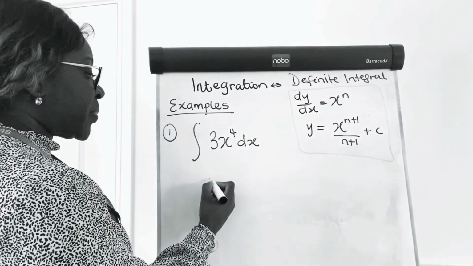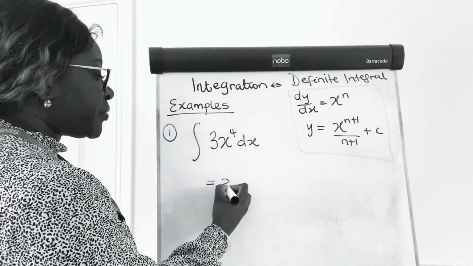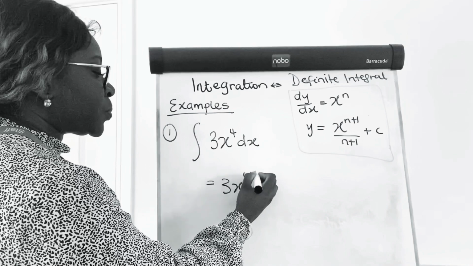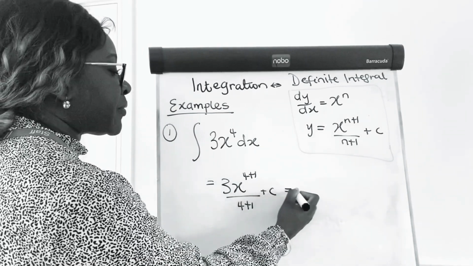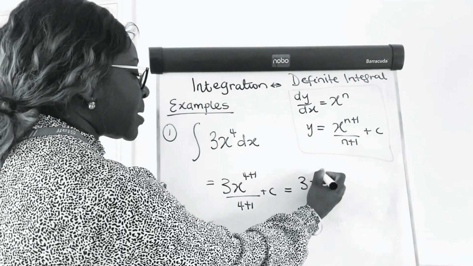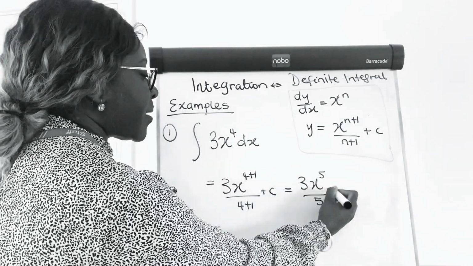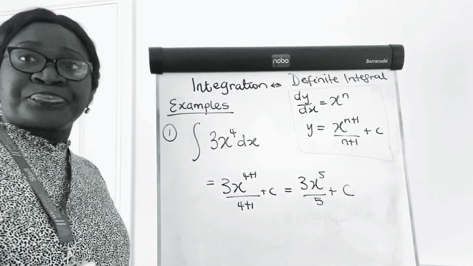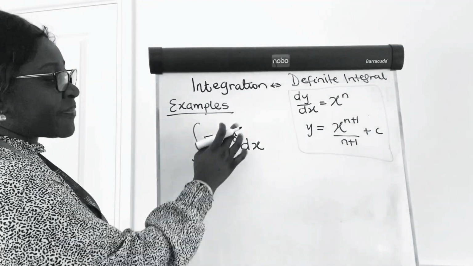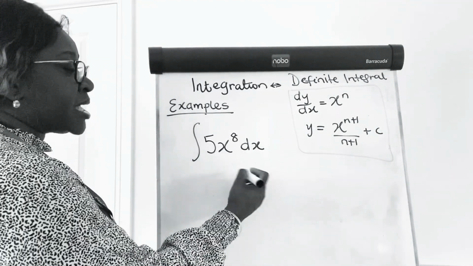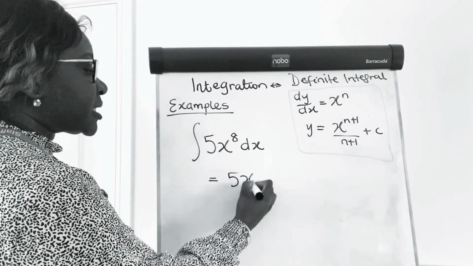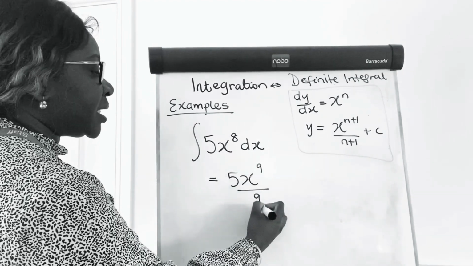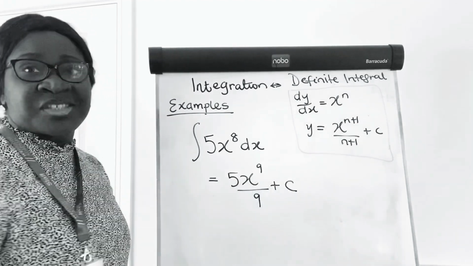Using our formula there, we would have 3x to the power of 4 plus 1 over 4 plus 1 plus c, which we can write as 3x to the power of 5 over 5 plus c. This example says integrate 5x to the power of 8 dx with respect to x. That's going to give us 5x to the power of 9 over 9 plus c. I think you get the gist by now.